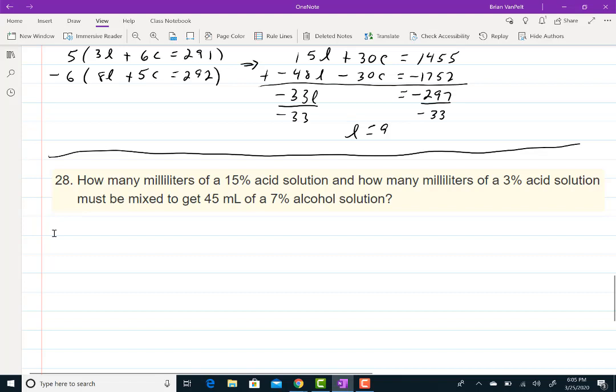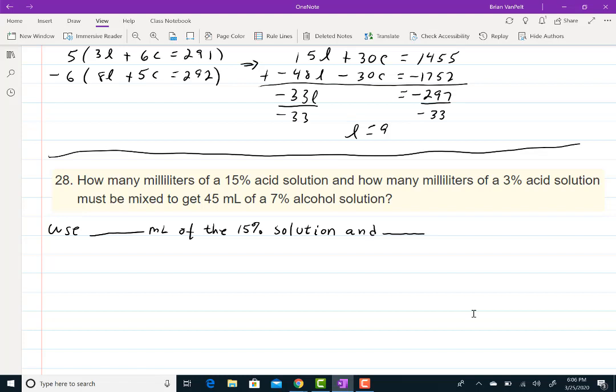All right, so for this one it says we are going to be mixing a 15% acid solution with a 3% acid solution, and we want to get 45 milliliters of a 7% solution. So it says how many milliliters of a 15% acid and how many milliliters of a 3% acid. So we'll say something like use blank milliliters of the 15% solution and blank milliliters of the 3% solution.